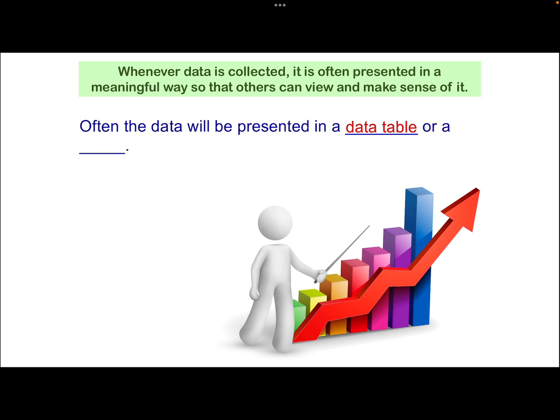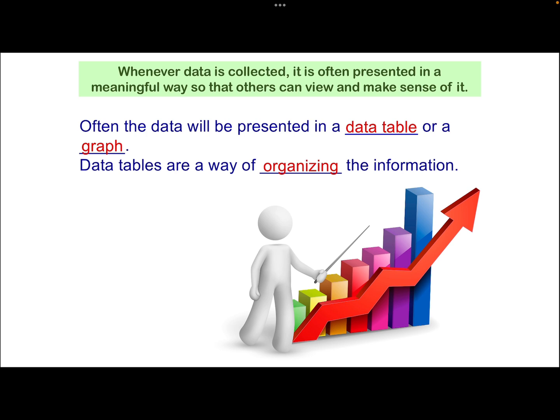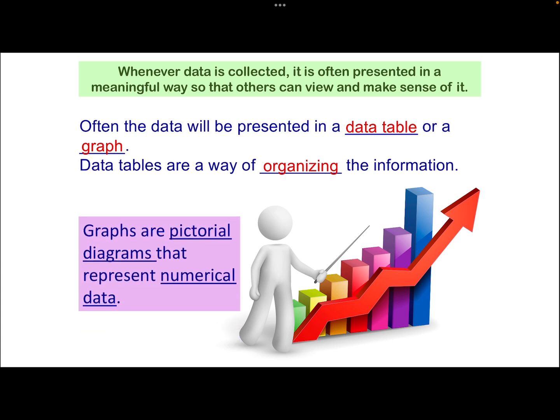Data can often be presented in a table or a graph. Sometimes it's even presented in a chart format. This is a way of organizing all of our information so that it is able to be understood. Data tables are a great way to organize the information so that other people can understand what your results are. Graphs are pictorial diagrams that represent numerical data.